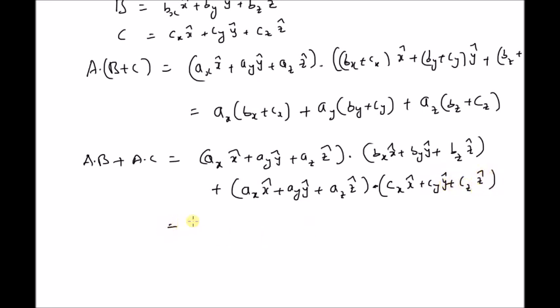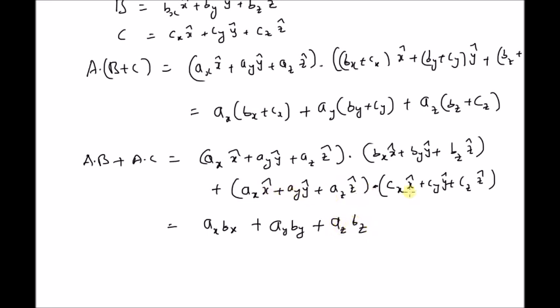So this becomes the dot product of ax x hat with bx x hat, which is ax into bx, and the dot product of ax x hat with the other two components, that is y hat and z hat, are zeros, so we can ignore them. And similarly, we have the dot product of ay y hat with by y hat, which gives ay into by, and ay y hat dot bx x hat is 0, and similarly ay y hat dot bz z hat is 0. So we can ignore those two terms too. And finally we also have az into bz.